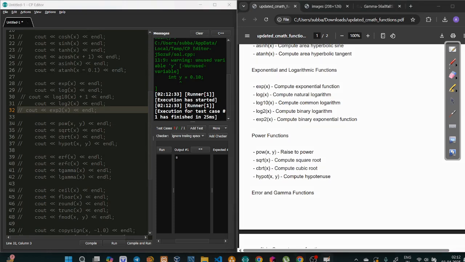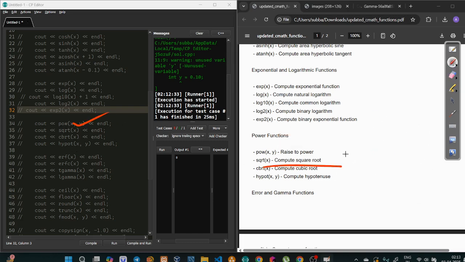And then the power function pow(x, y), which I've already told you, is basically x raised to the power of y. So if I write pow(2, 3), this will be 2 raised to the power of 3, which is 2 cubed, which is basically again 8.